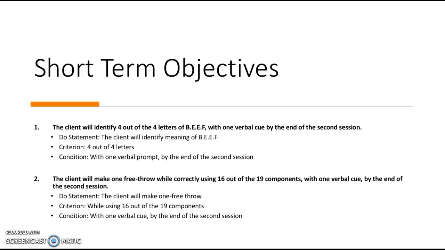The second objective is that the client will make 1 free throw while correctly using 16 out of the 19 components with 1 verbal cue by the end of the second session. This 16 out of the 19 components is just based off the rating scale.